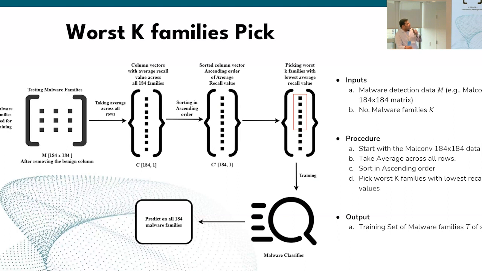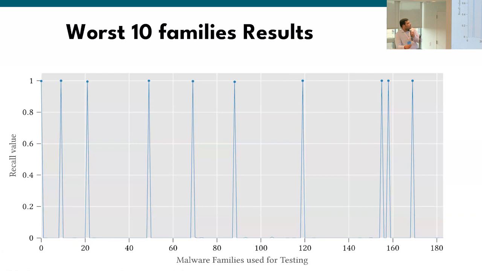And we tried the worst case families approach, which was basically to get the average across the rows for the data matrix, sort it in ascending order, and pick the top families, which will give you the worst performing families. And you train the classifier on it, and you predict it on all 184 families. So this is the result we get for the worst 10 families pick.